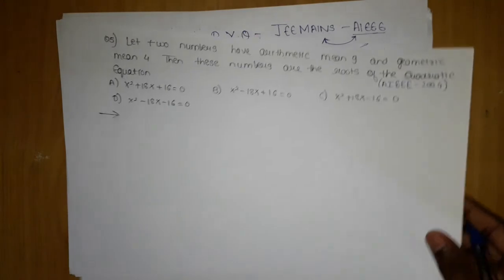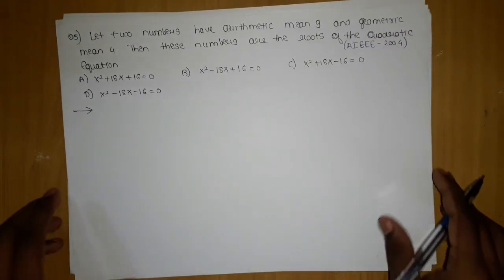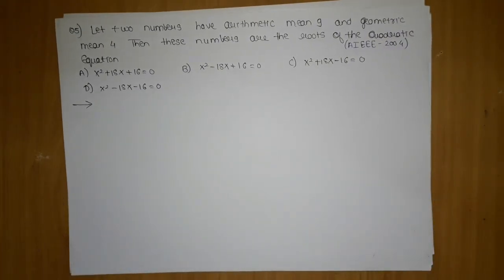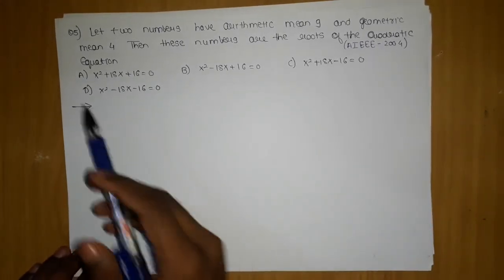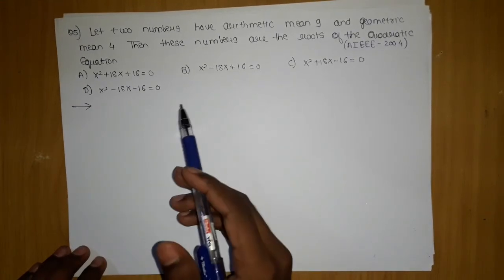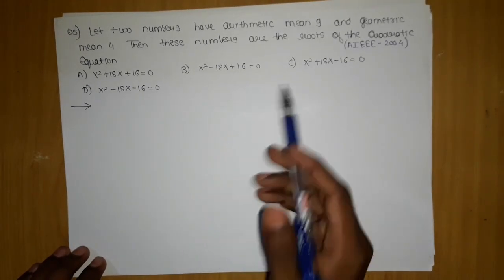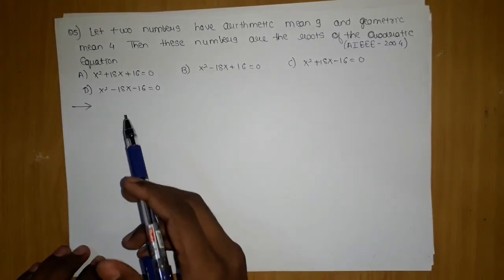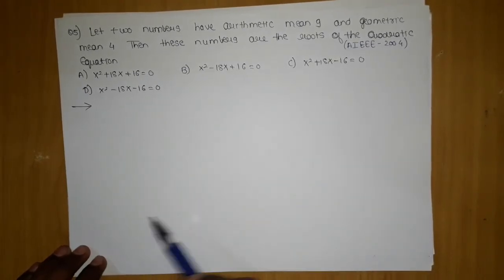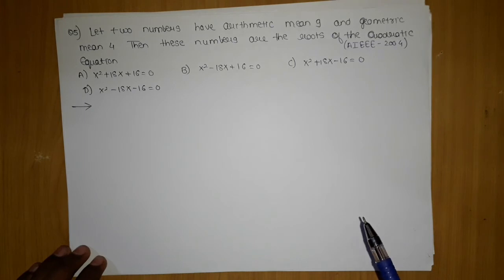The fifth question which we are going to do is this one. Let two numbers have arithmetic mean 9 and geometric mean 4, then these numbers are the roots of the quadratic equation: x square plus 18x plus 16 equal to 0, x square minus 18x plus 16 equal to 0, x square plus 18x minus 16 equal to 0, or x square minus 18x minus 16 equal to 0. This question has been asked in AIEEE 2004.